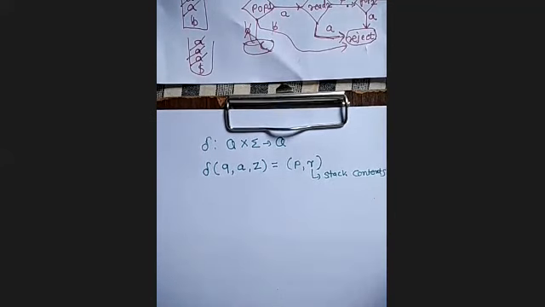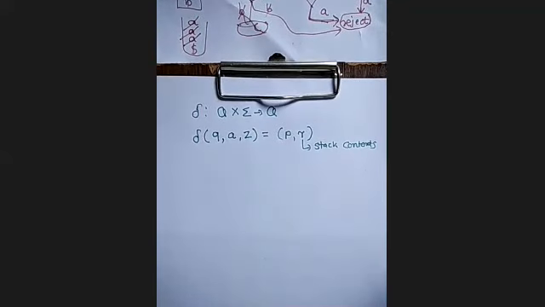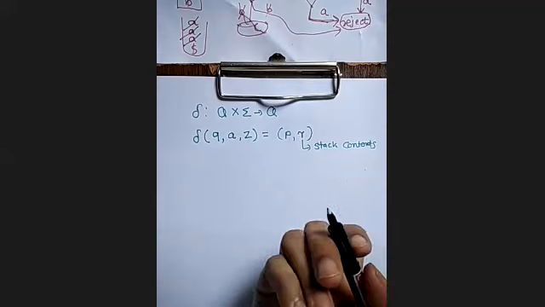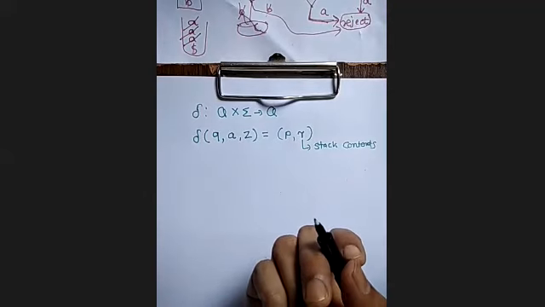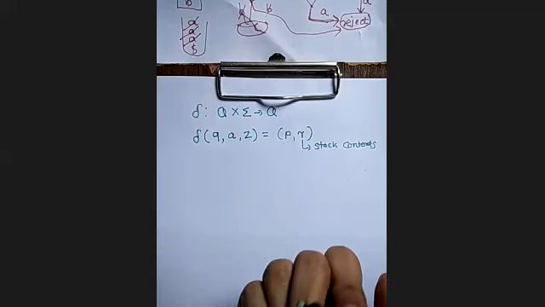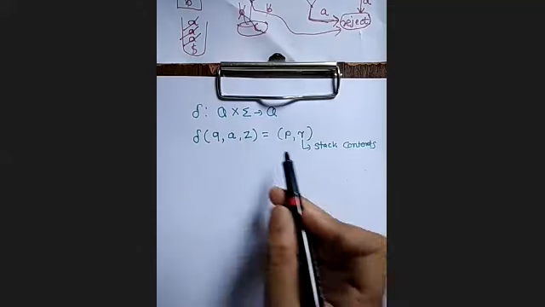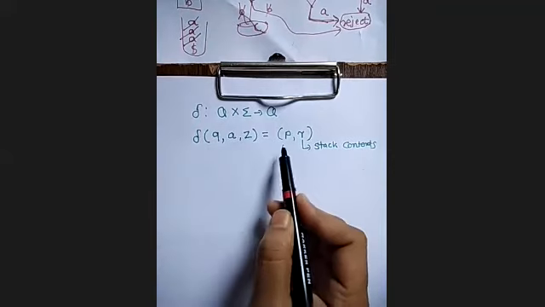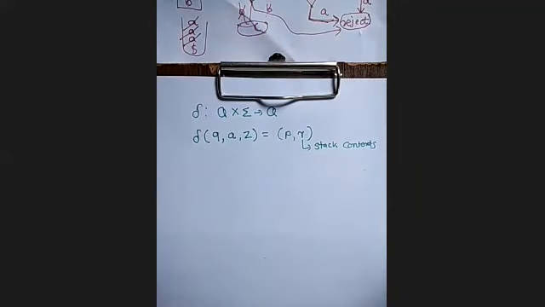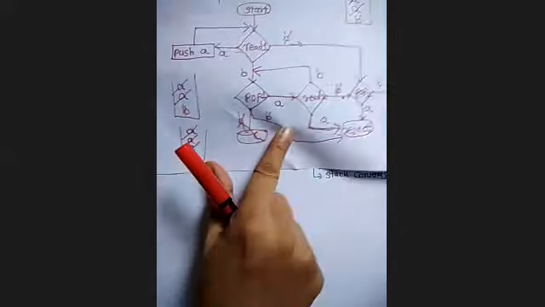Okay, so what can the stack contents be? After you read the input symbol, you may push some symbol onto the stack, you may pop some symbol from the stack, or you may not perform any operation on the stack. So those cases can be there. Now we are going to write the equation for the PDA which we have designed for a to the power n, b to the power n.